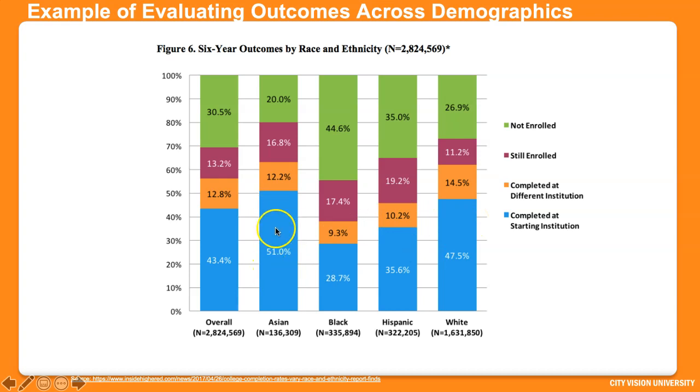You got 51% here have completed by Asians, and then only 28% with black. So right away you're able to say, well, what's happening here between this 28 and this 51? What's happening between Asians and blacks? Is there something cultural that we're not seeing? So that's another way to get a real quick snapshot view when you're comparing evaluation data.